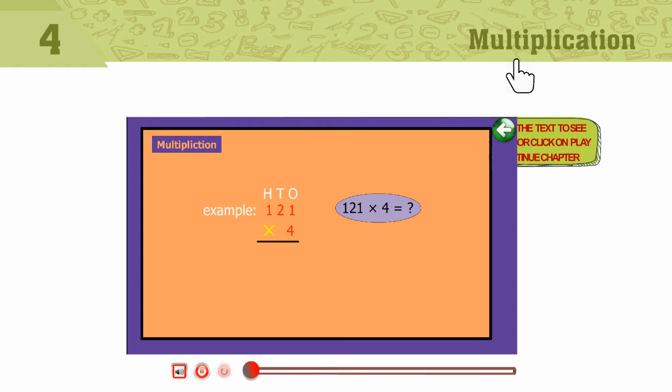121 into 4. At first, multiply the number in ones place by 4 and write the answer 4. Then, multiply the number in tens place by 4, that is, 4 into 2 is equal to 8, and write it below the same tens place. Multiply the number in hundreds place by 4, that is, 4 into 1 is equal to 4, and write it in hundreds place. Thus, the answer is 484. The same method goes on with the other digits also.